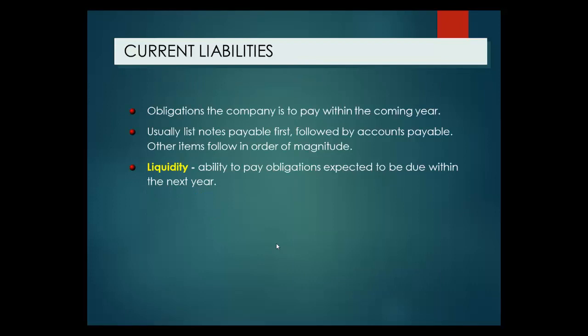Let's look at current liabilities. Just like current assets, they have to be something that expires within the coming year. So it's an obligation, a debt the company is to pay within the coming year. And you'll usually see notes payable listed first. We assume notes payable are current liabilities unless the problem tells you otherwise. And then accounts payable. Other items follow in order of magnitude. And the term liquidity, we use that term a lot, and that means what is the ability of a company to pay its obligations that are expected to come due within the next year.